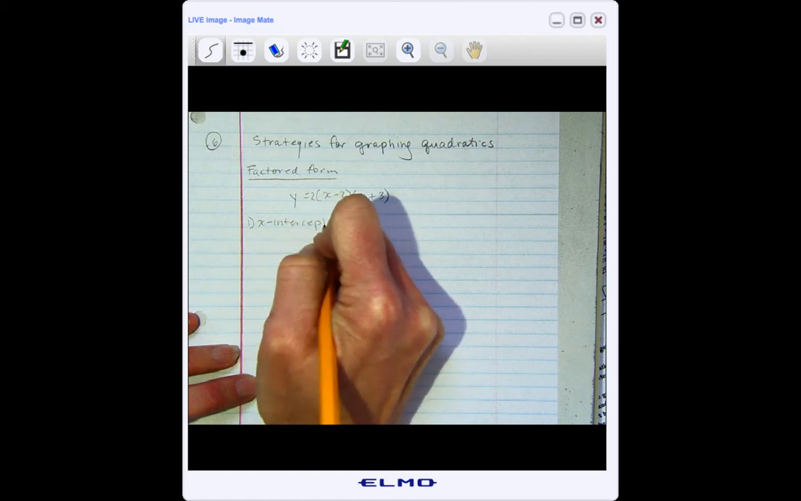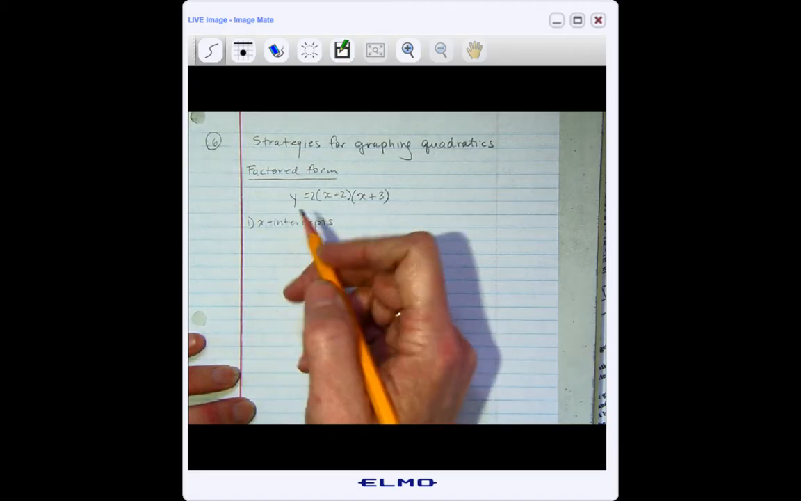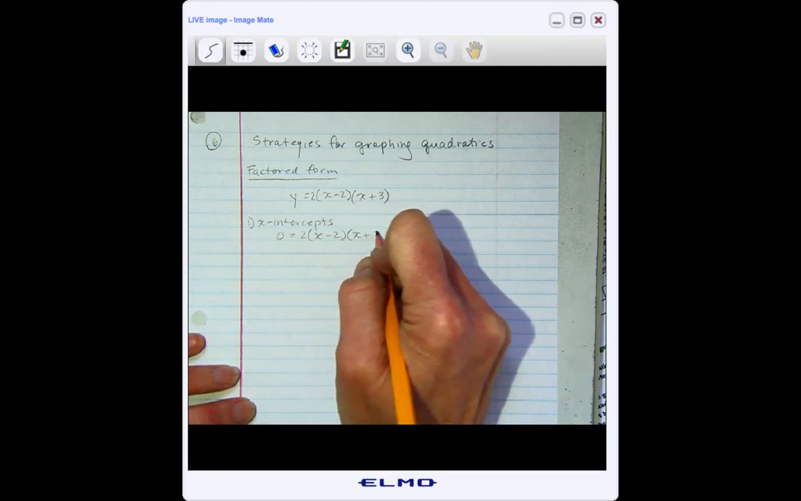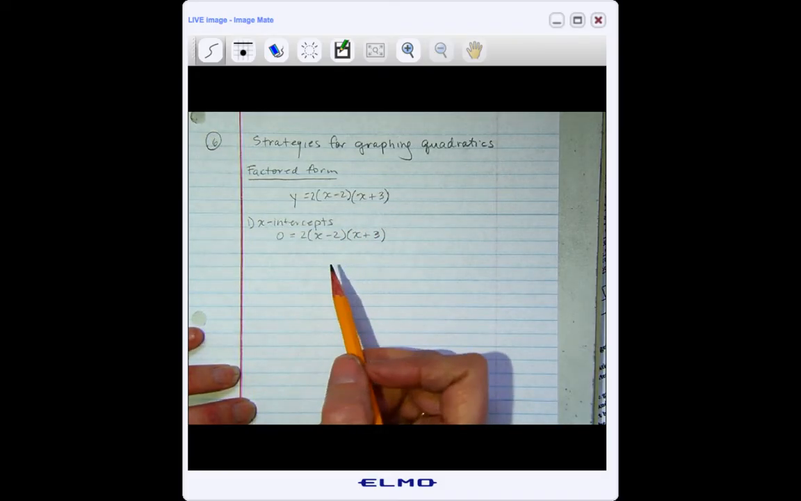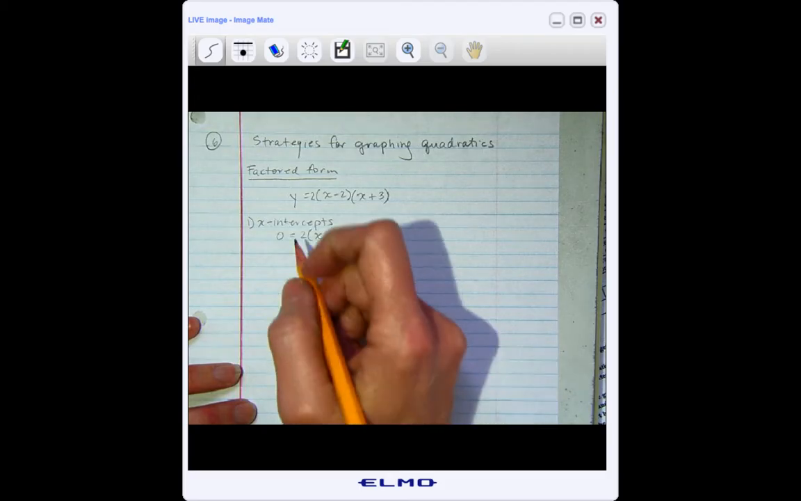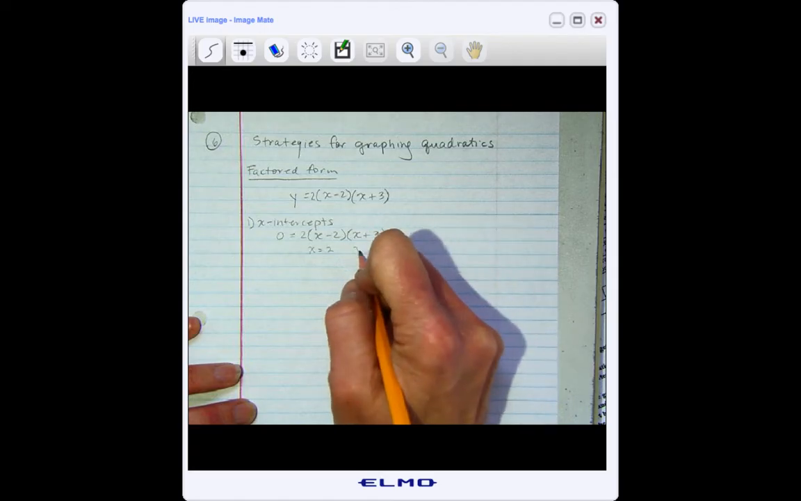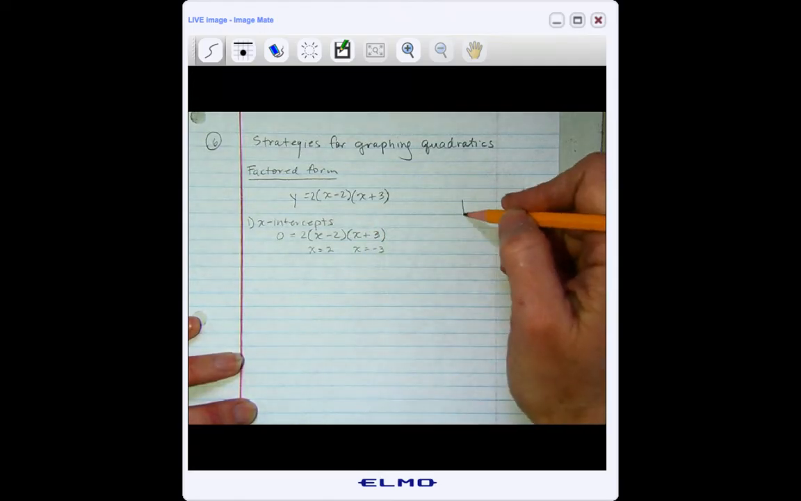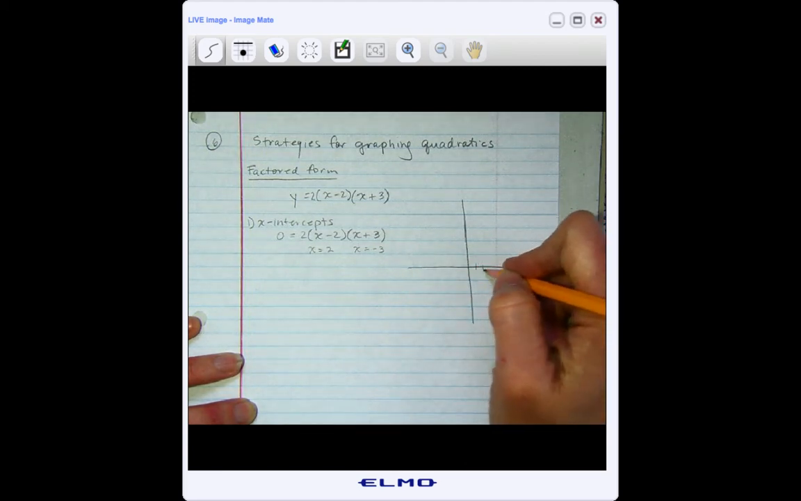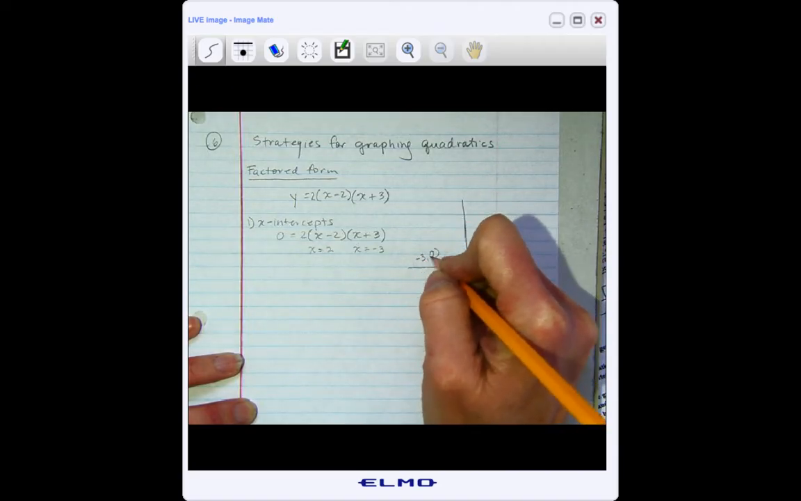Remember the x-intercepts happen when y is 0. So if I make y be 0 in my equation and try and solve this, that's where that zero product property comes into play. What are the x values that make this equal to 0? Well, in order for this factor to be 0, x would have to be 2. In order for this factor to be 0, x would have to equal negative 3. So if I'm going to make a graph, those would probably be the first 2 points that I would plot. So I'm going to plot a point at 2, 0, and at negative 3, 0, my 2 x-intercepts.